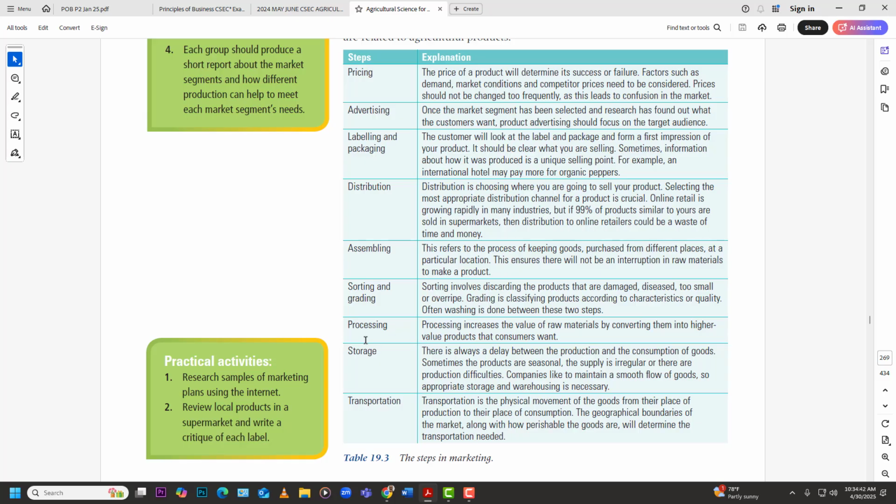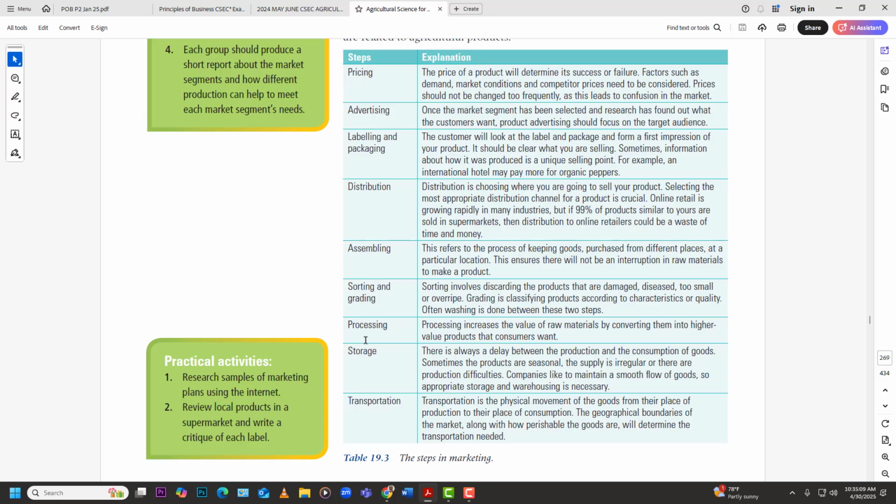That kind of thing. And of course, transportation is the next step in the marketing process. That involves the physical movement of the goods from their place of production to their place of consumption. The geographical boundaries of the market, along with how perishable the goods are, will determine transportation needs. So transportation, so you can get your products as quickly as possible from the farm to the final customer. So from farm to table.